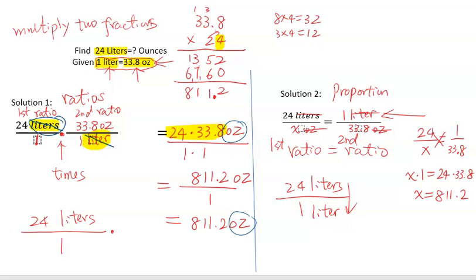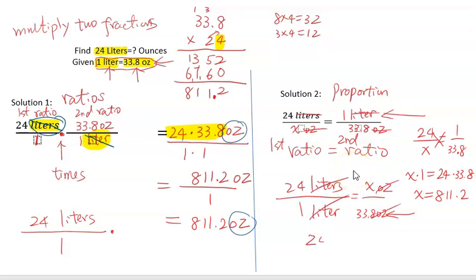Now, the other way that I mentioned when you set up the proportion, you could line up liters vertically. But if you line them up vertically, on the right-hand side, again, 1 liter corresponds to 33.8. So make sure you line up 33.8 ounces horizontally with 1 liter because they correspond to each other. So 24 liters correspond to how many ounces? And that's going to be a question mark. We use x. So that way, again, liters cancel liter, ounces cancel ounce.